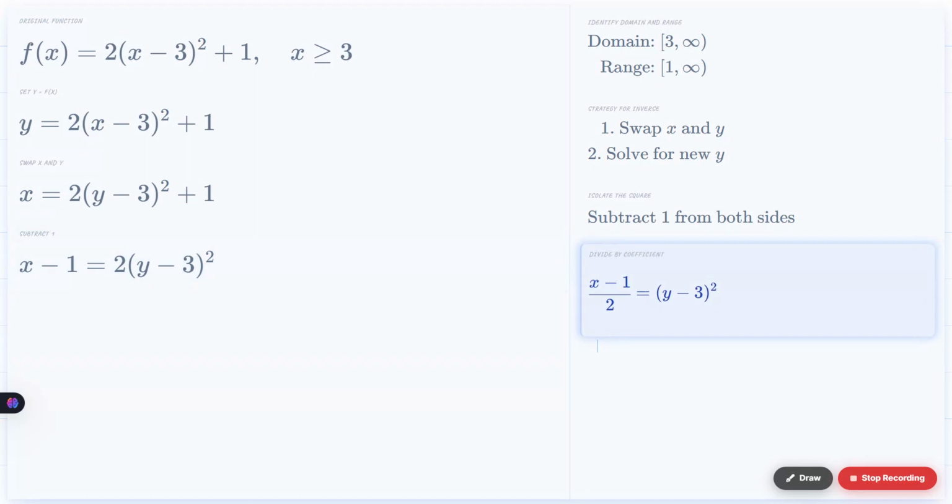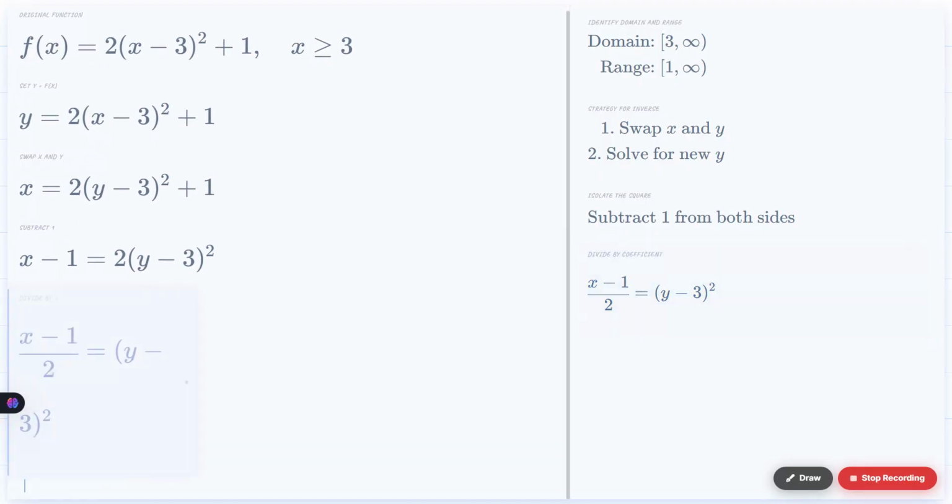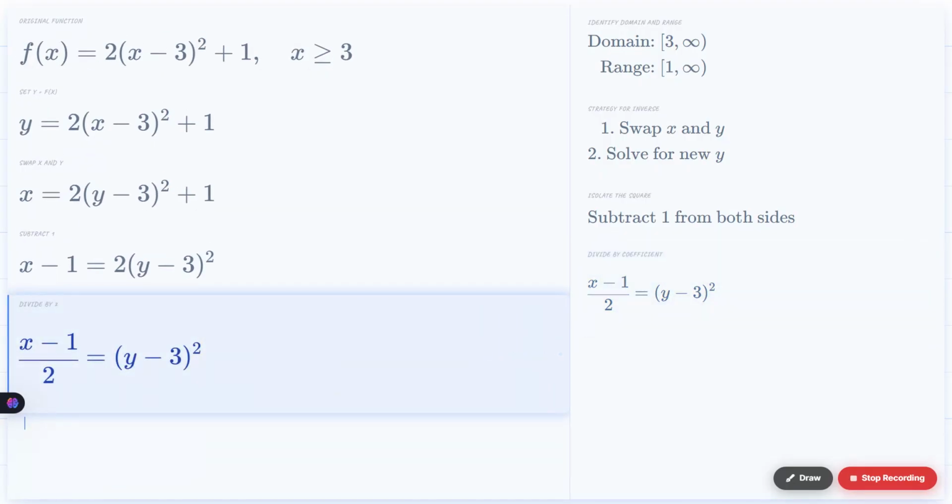We prepare to divide by 2. We do this to get the quantity y minus 3 squared by itself. We must remove the 2 that is multiplying the group. We divide both sides by 2. We do this to get the quantity y minus 3 squared alone. When we divide both sides by the same number, the equation stays balanced.